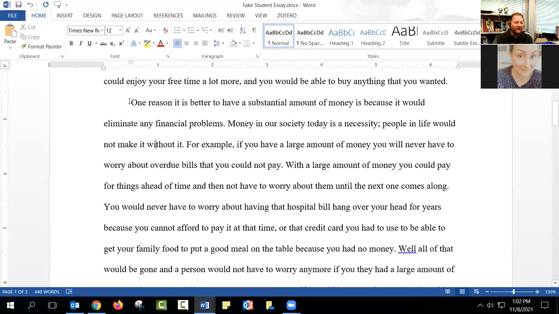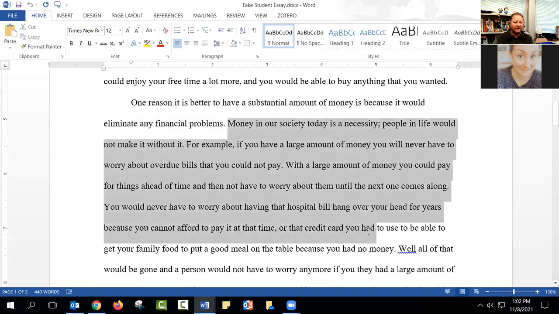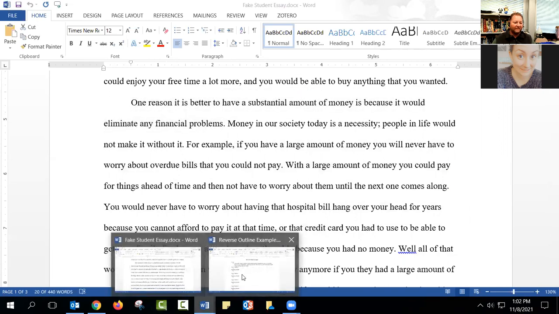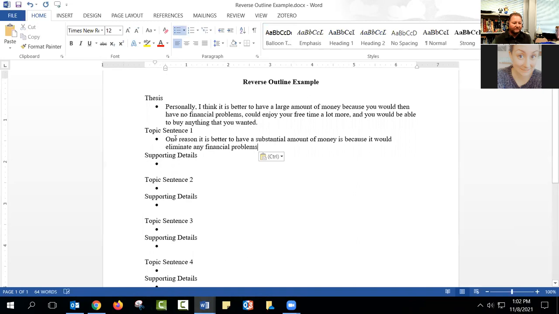So I'm like, okay, I go back here. Is this the topic sentence? One reason it is better to have a substantial amount of money is because it would eliminate any financial problems. And we just read this paragraph, and the whole paragraph was about eliminating financial problems. So we're like, yep, that is my topic sentence. And it actually fits my paragraph. So I'm going to copy that and put that one right here. So I have my topic sentence here.